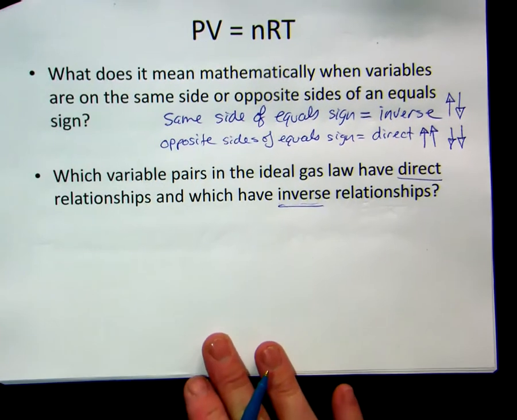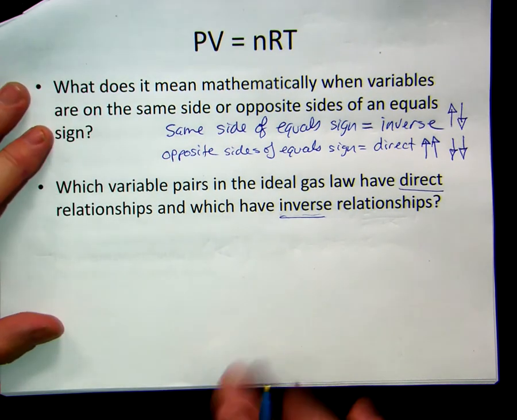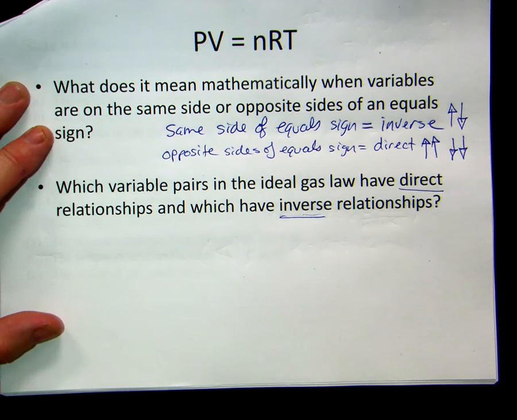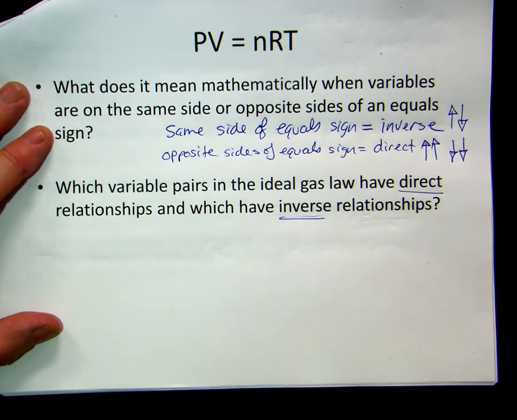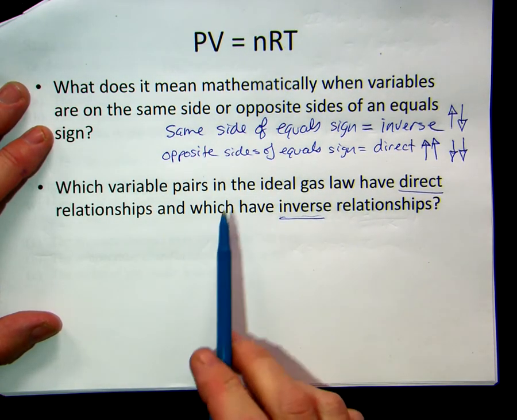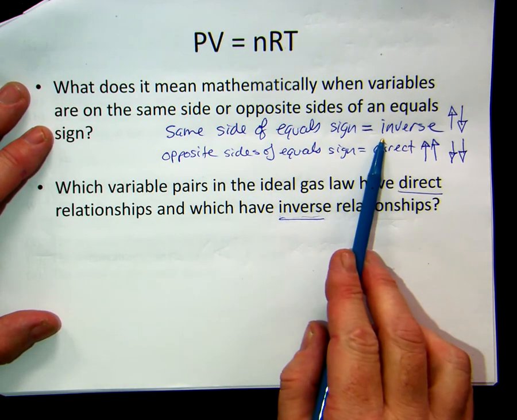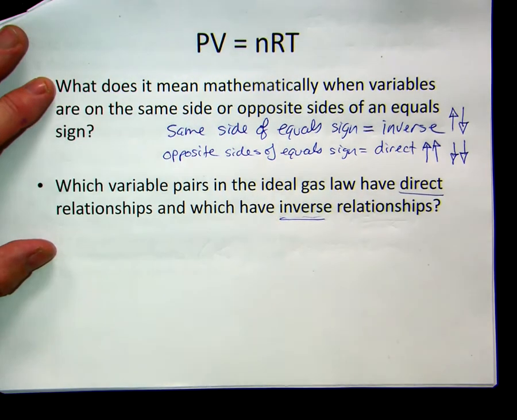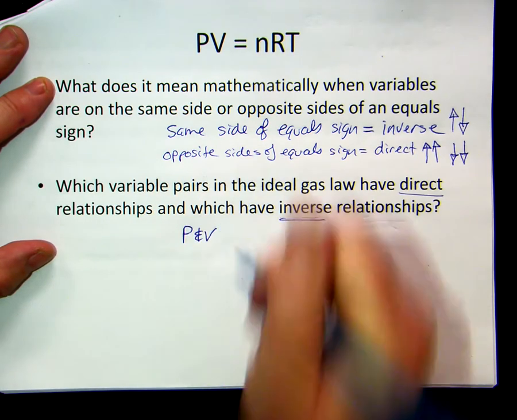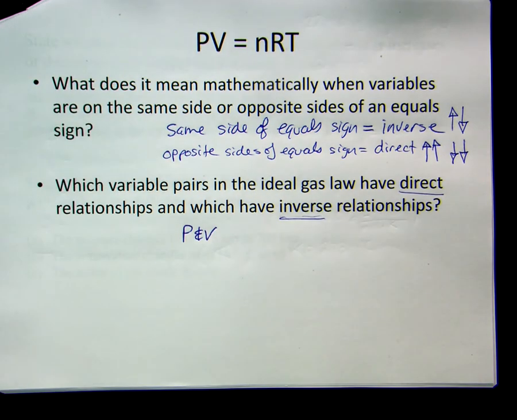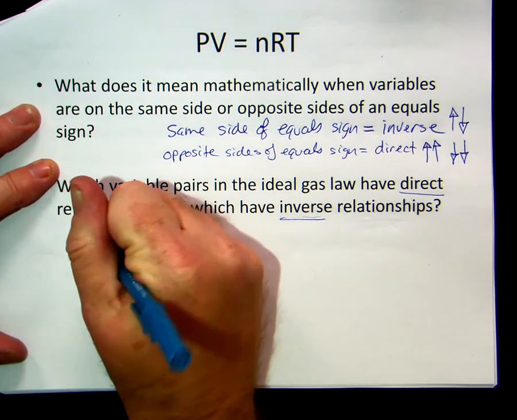Okay, so now it just wants you to pick apart this equation really quickly and say which ones have direct and which have inverse relationships. So let's start with the ones that are on the same side of the equal sign, like pressure and volume. So we would say P and V have an inverse relationship.